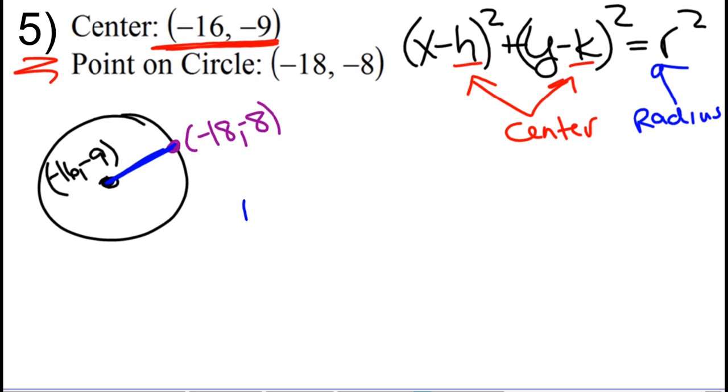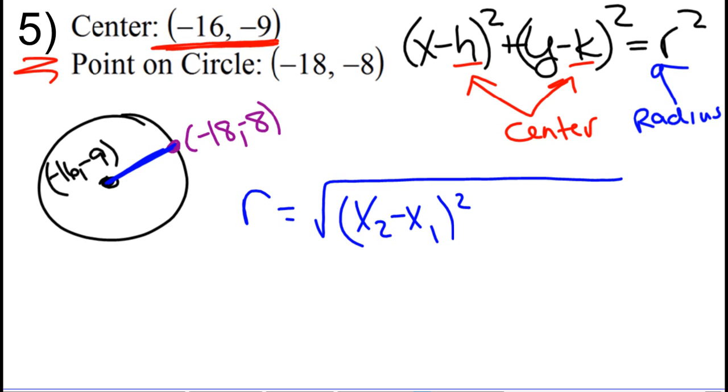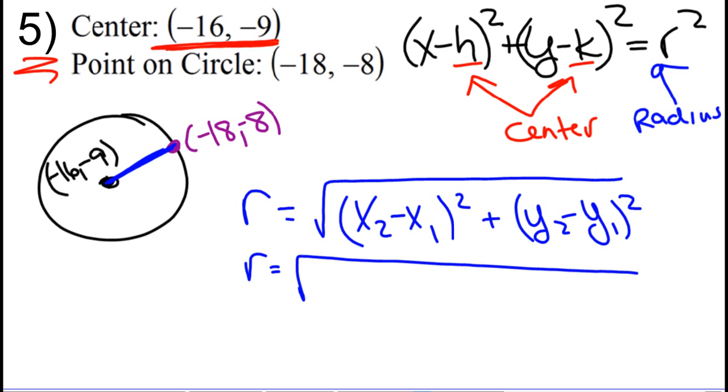I like to write r, even though this time it is for the distance formula, because we are looking for the radius. So the radius is going to be the square root of x2 minus x1 quantity squared plus y2 minus y1 quantity squared. It doesn't really matter which we make our x2 and our x1. So I'm going to go with negative 18 minus a negative 16.